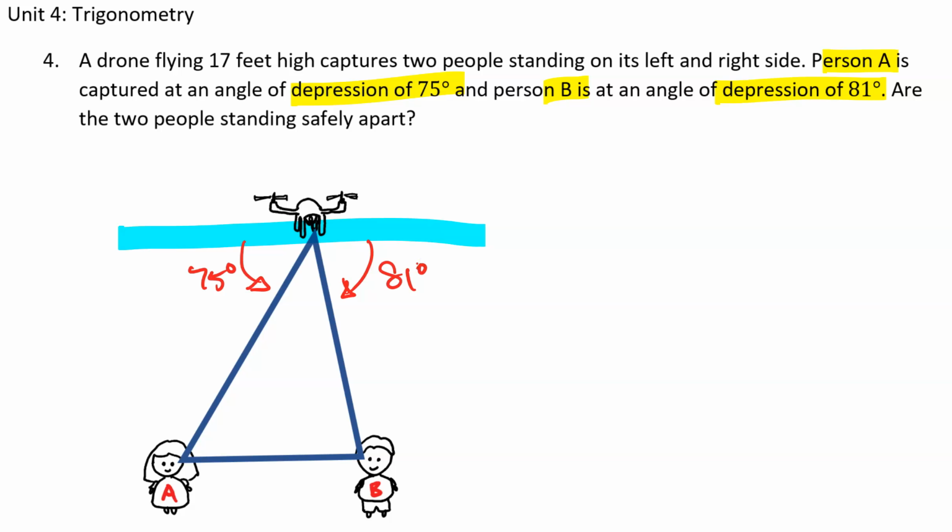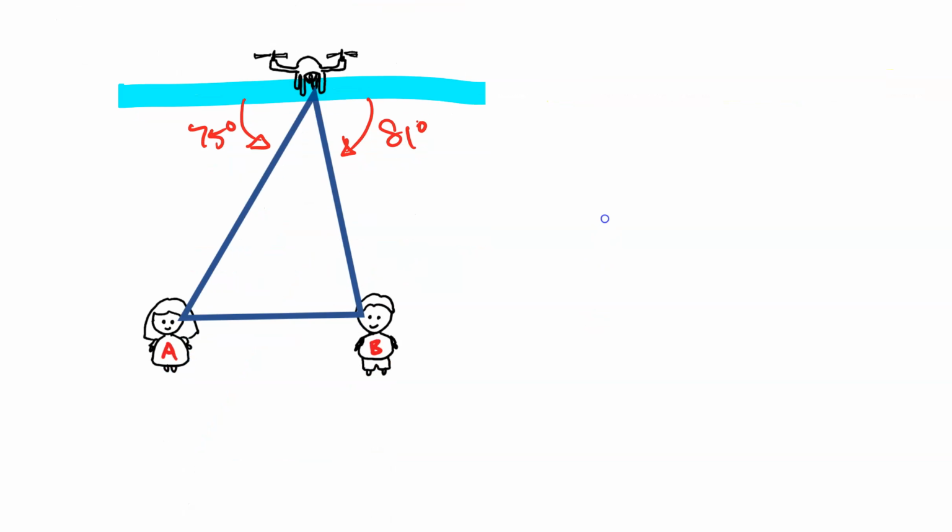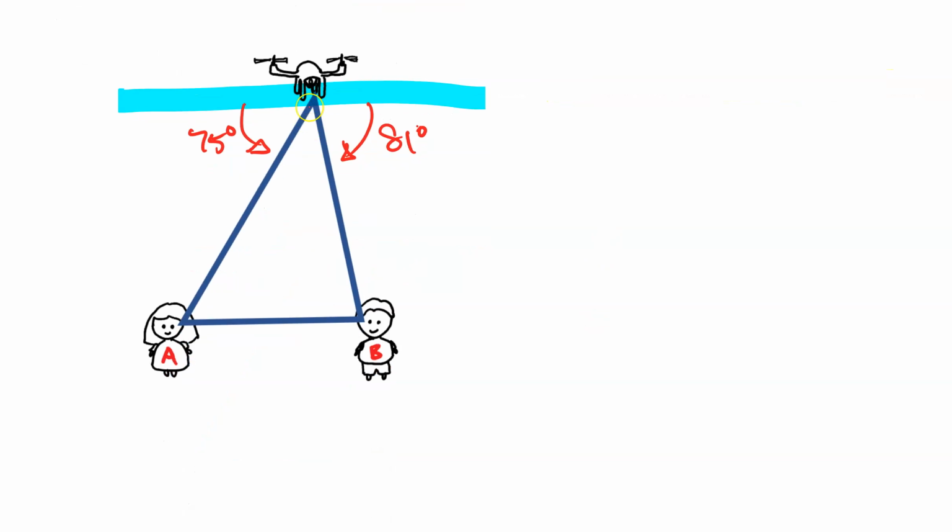What that actually means is, remember, when it's angle of depression, the angle's on the outside and we have to put it in. So let's put in some details we now have. We got a straight line coming down there, and that means this part right here is 81 degrees, and this part right here is 75 degrees.